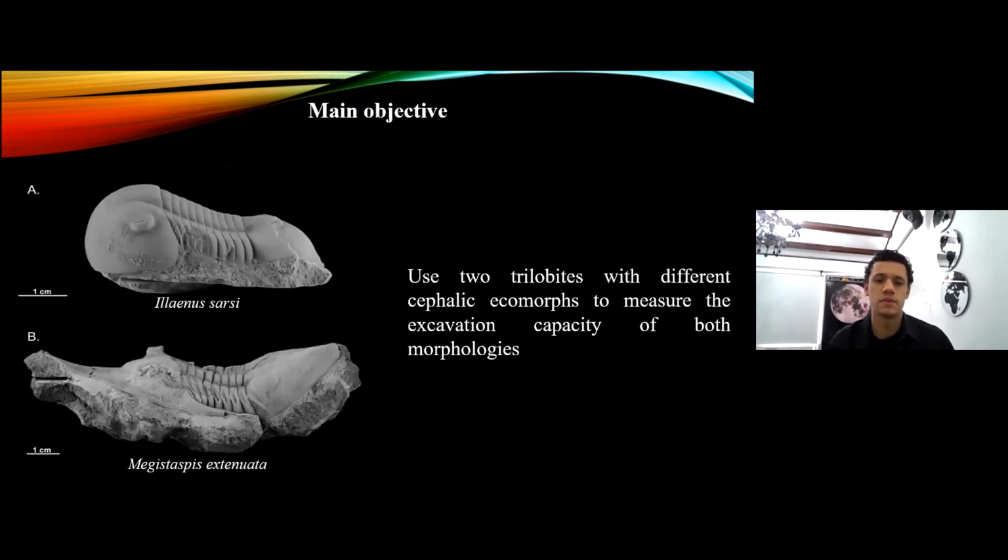So, taking into account that the anterior part of fossorial organisms should be more resistant to pressure than non-fossorial organisms, our objective is to use 2 trilobites from the Middle Ordovician, Ellipsotaphrus archeri and Megistaspis extenuata, to quantify the difference between the 2 ecomorphs, especially as the shape of the exoskeleton allows them to better adapt to fossorial forms of life.